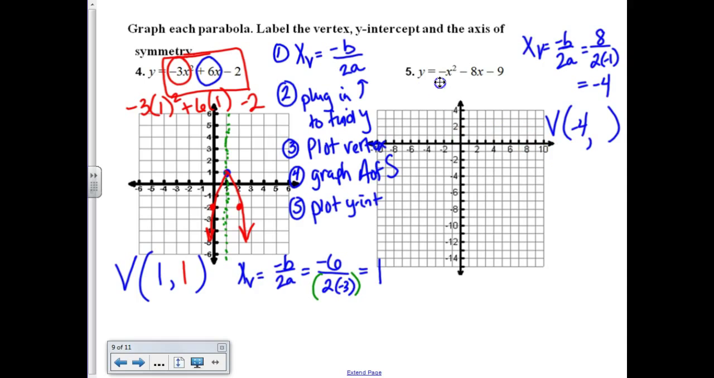Okay, take that negative 4 and go back to your equation up here and plug in a negative 4. Be careful, though, guys. This first negative is a coefficient. So you type negative and then a parenthesis, negative 4 in parentheses after that, squared, minus 8 times negative 4, minus 9. I need you to type that in your home screen. Is it huge? 7? Okay. So let's plot the vertex at negative 4, 7.